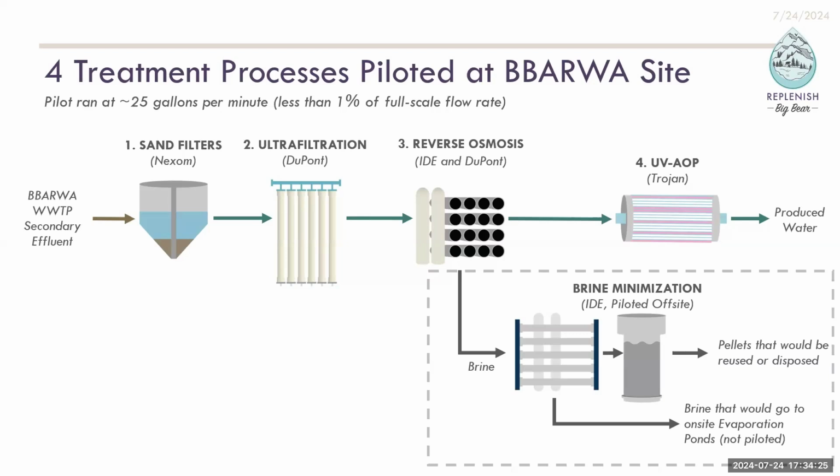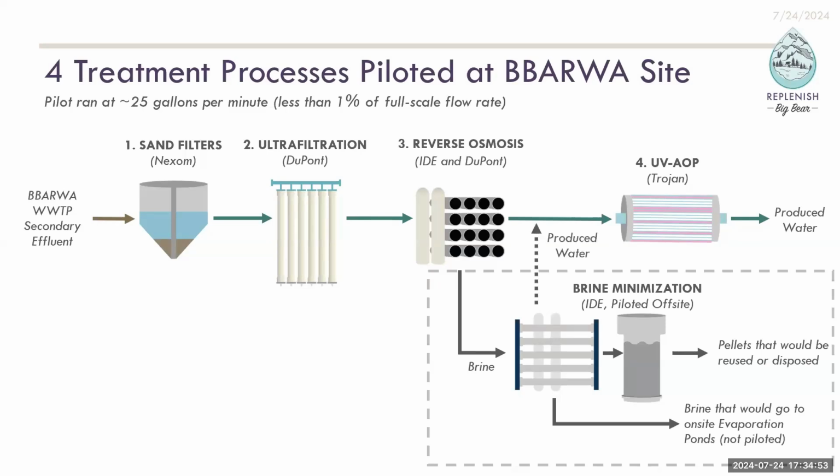From that process, you're getting the brine from that high recovery RO system. It's coming in on the left there. For this particular technology we piloted, we produced pellets that would be either used in something like the cement industry or disposed. And then from there, that minimized brine stream on the bottom arrow would go to an evaporation pond. We'll get into some examples again of the brine minimization step in a moment.